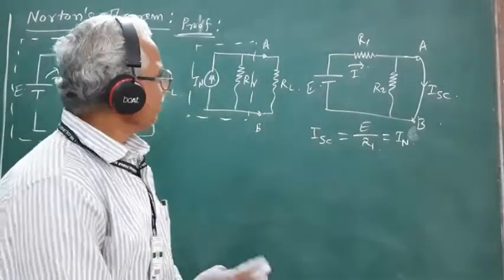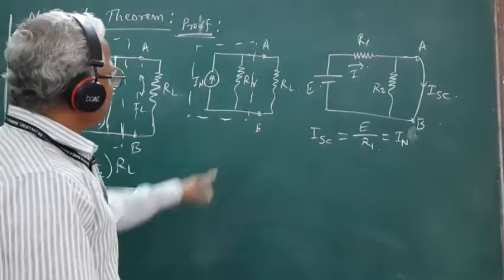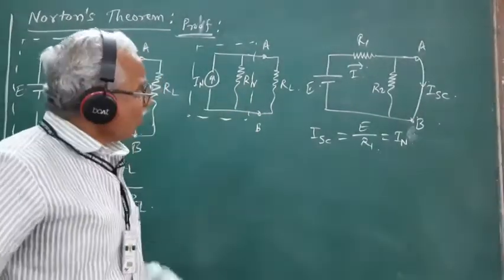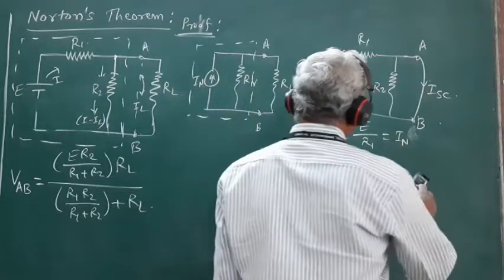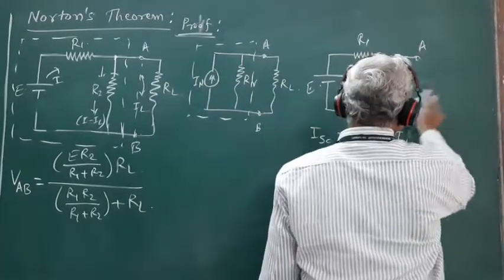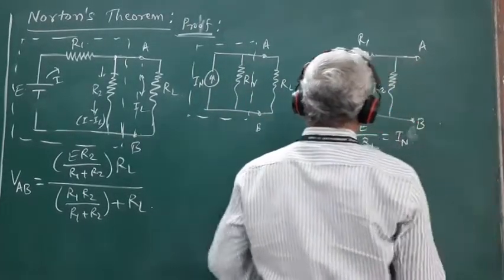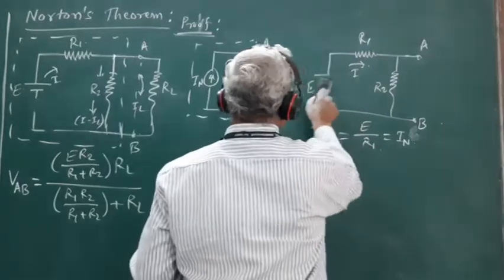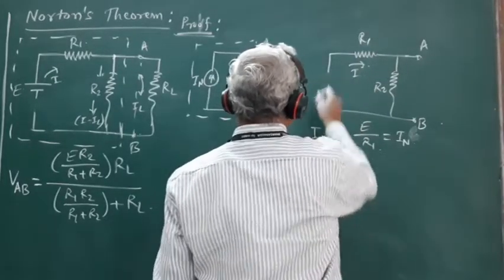So once we obtain the value of IN, now we want to obtain the value of RN. To obtain the value of RN, what we need to do is, we have to remove this short circuit from the terminals A and B, and this source of EMF is short circuited.